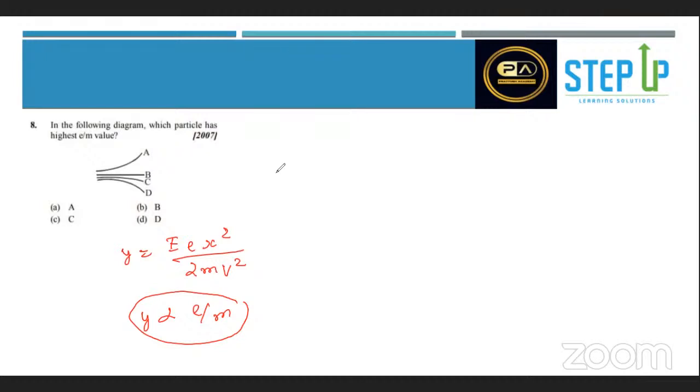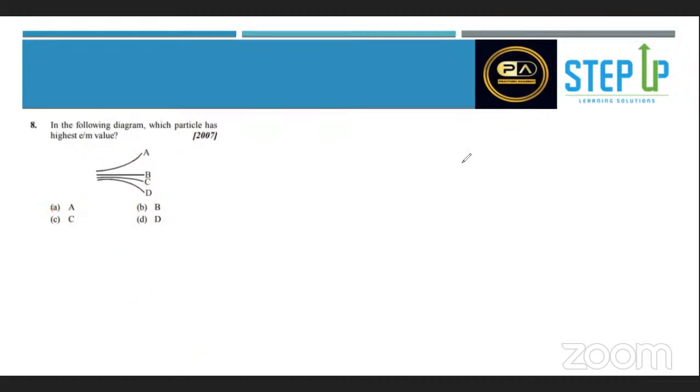Now, for which is y going to be maximum compared to this and this? For A, it is maximum. Y is directly proportional to the e by m ratio. That's the formula. Next, what is the energy of a photon whose wavelength is 6840?